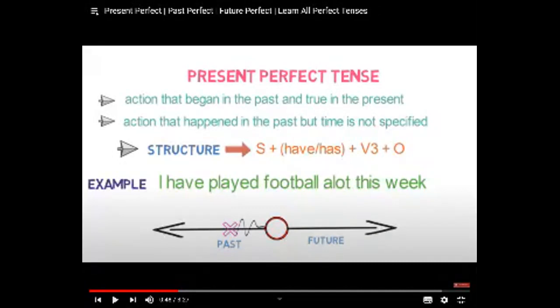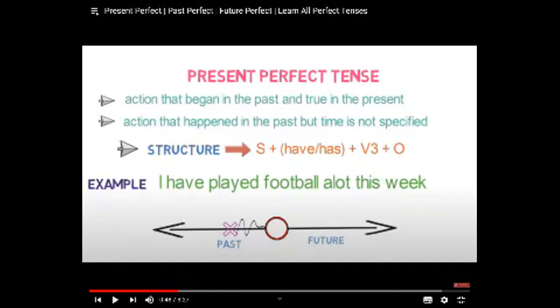Let's talk about the first term which I have written here. Action that began in the past and true in the present means whatever action you have performed, which you started in the past, but it is done, you can still talk about it in the present. A specified time must be mentioned there. Example: I have played football a lot this week. I is a plural subject, so that's why I have put have here.